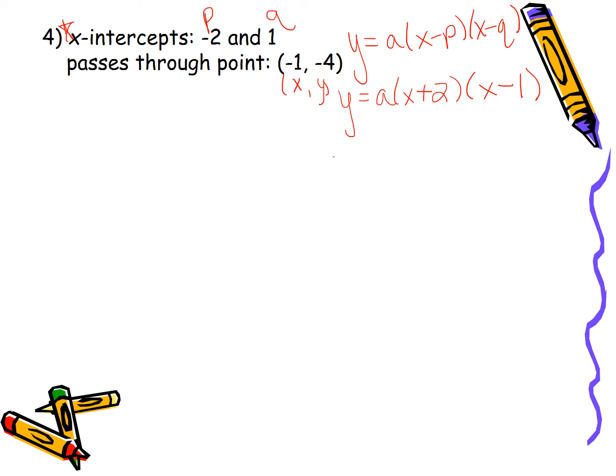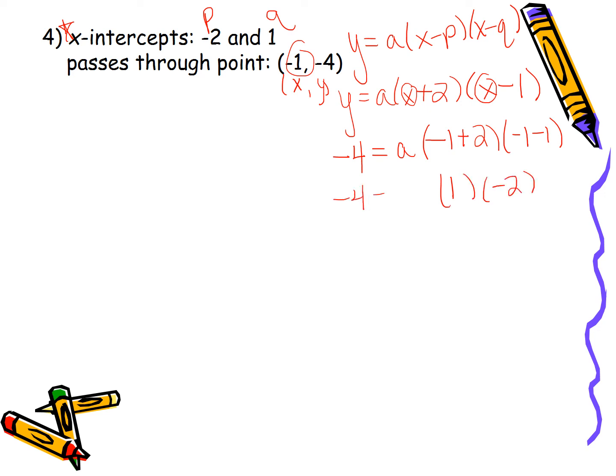Okay, so y is negative 4, so we're going to say negative 4 is equal to a times x is a negative 1, so we're going to replace each x with a negative 1, so negative 1 plus 2 times negative 1 minus 1. Negative 1 plus 2 is 1. Negative 1 minus 1 is a negative 2. Bring down the rest of our equation.